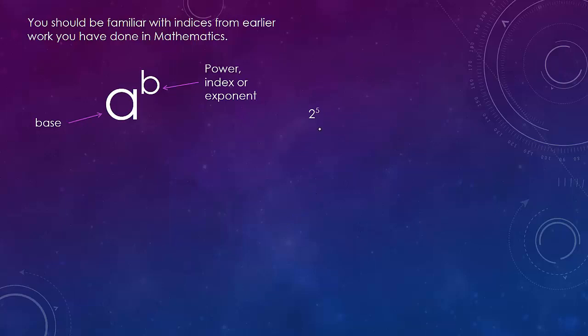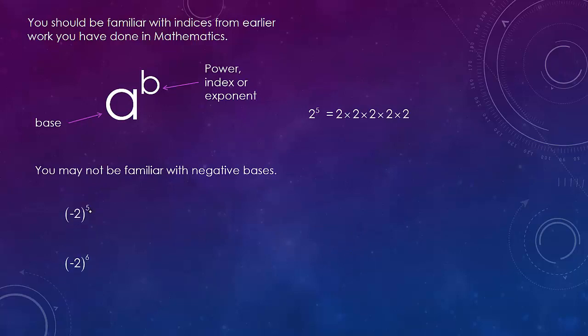You should be familiar with things like 2 to the power 5, being 2 multiplied by 2 multiplied by 2 multiplied by 2 multiplied by 2. You might not be familiar with negative bases, so we'll just have a quick look at this. I'm going to have a quick look at negative 2 to the 5 and negative 2 to the 6.